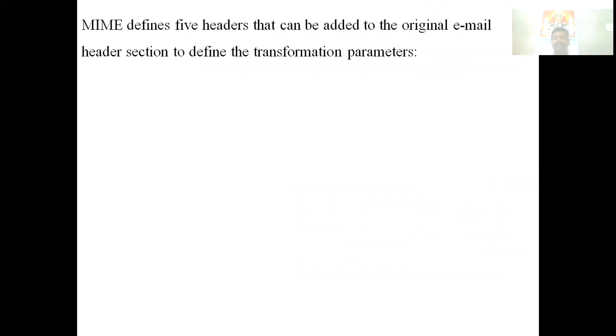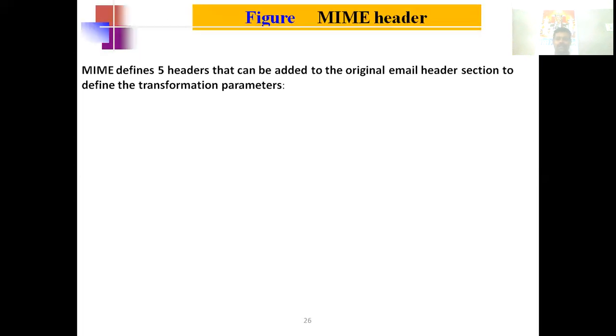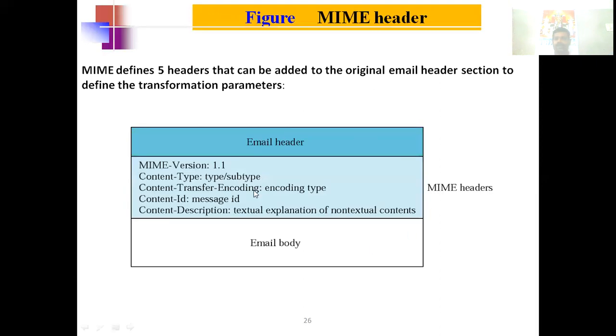MIME has headers. The MIME headers define the following things: version of the MIME, content type, content transfer encoding, content ID, and content description. So these are the 5 headers: version, content type and its subtype, content transfer encoding type, content ID, and content description.